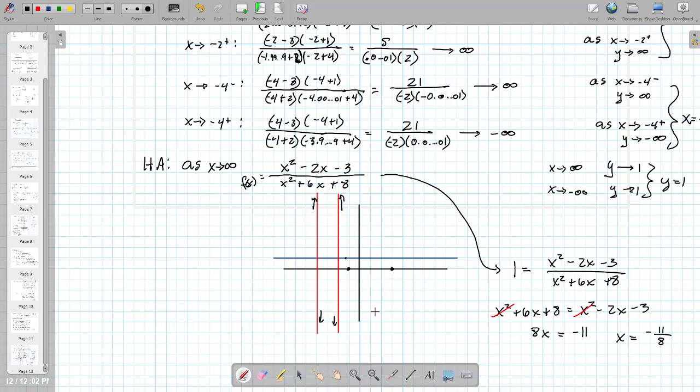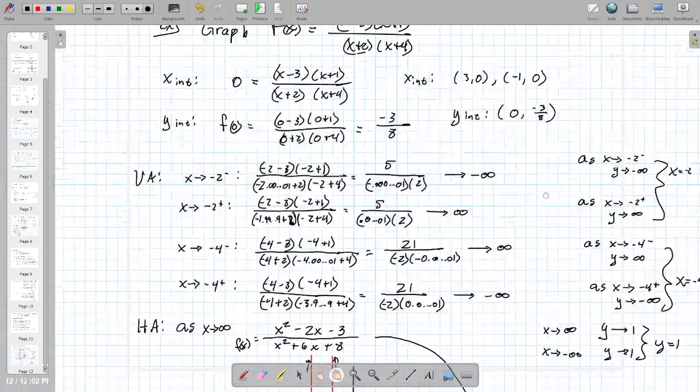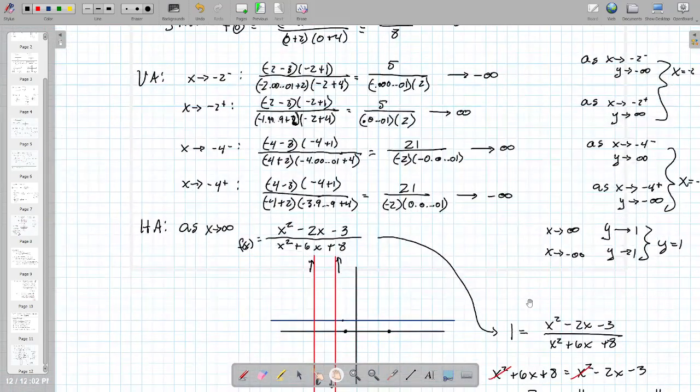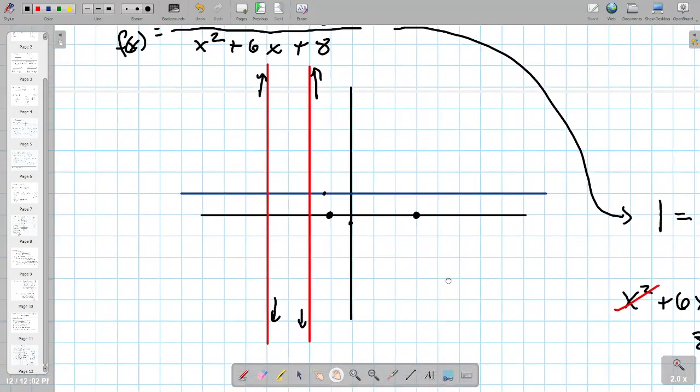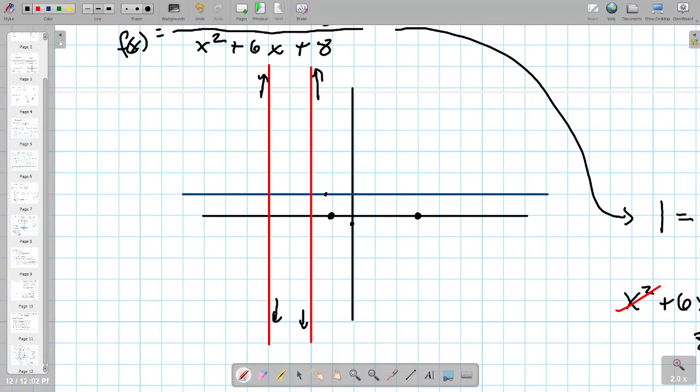We cross this line. And I also need to plot my y-intercept. I haven't done that: (0, negative 3/8). Just below half. So I have everything on the graph that I can find. Now I just need to connect the dots. Down. So it looks like this.